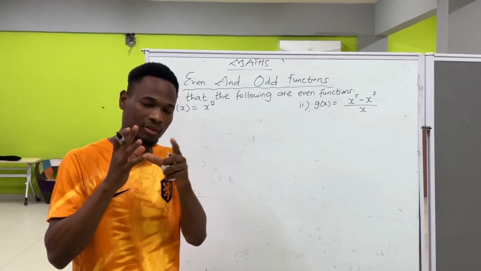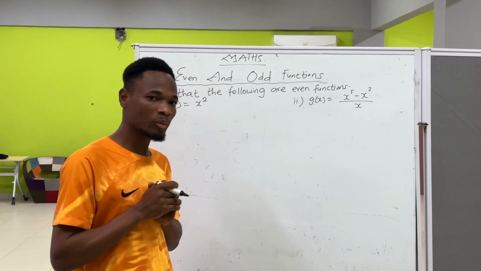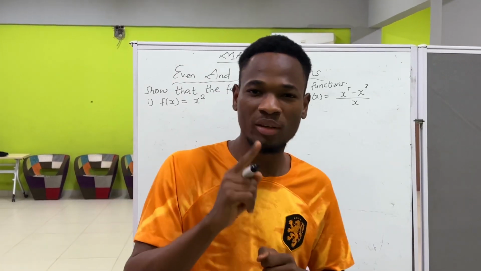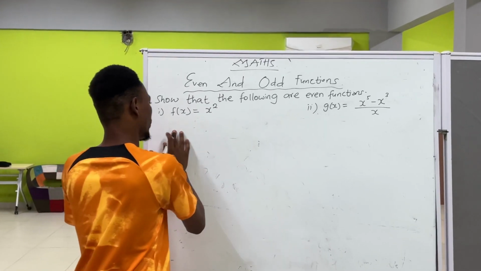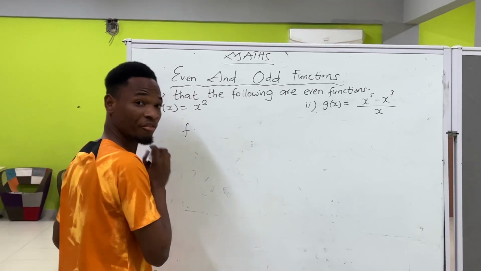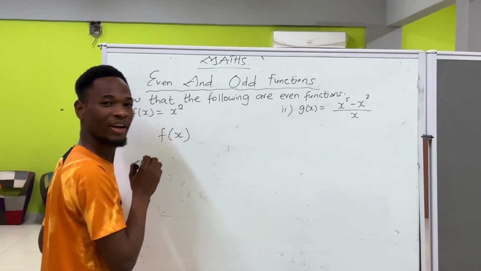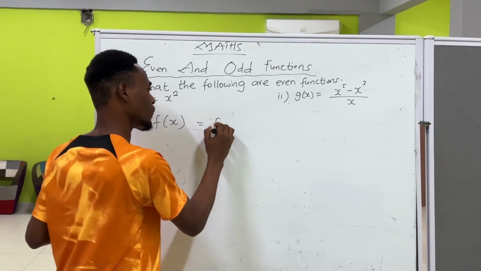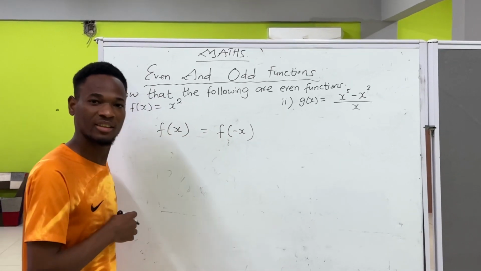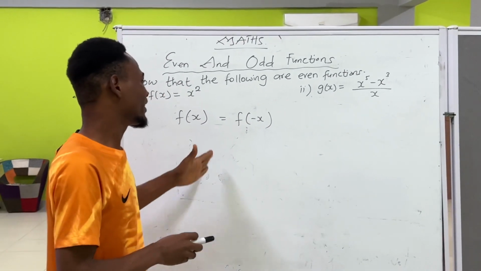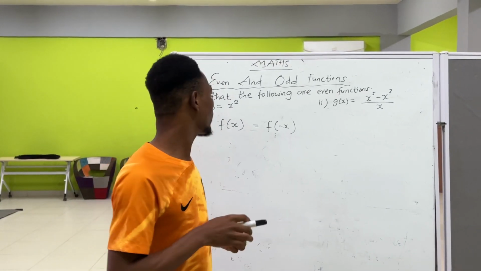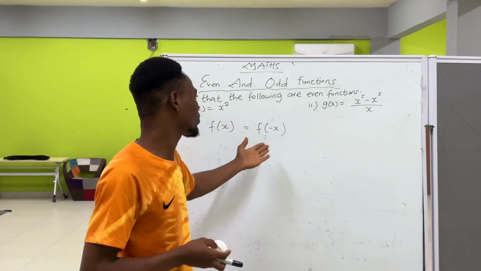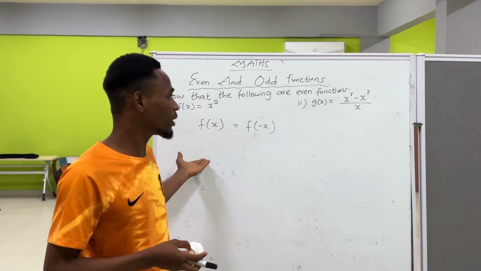Let's do a little bit of revision over here. From the onset, I told you something about even and odd functions. I said that for an even function, f of x should be equal to f of negative x. So that means the left hand side should be equal to what? The right hand side. But before you solve for any even function, it has to take this format. Do you get it that way?